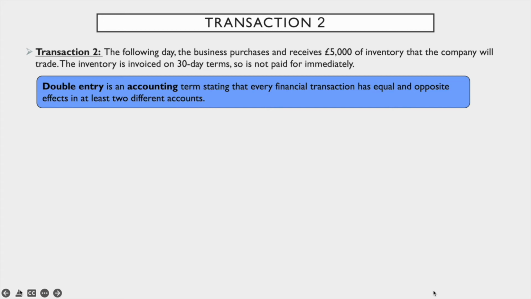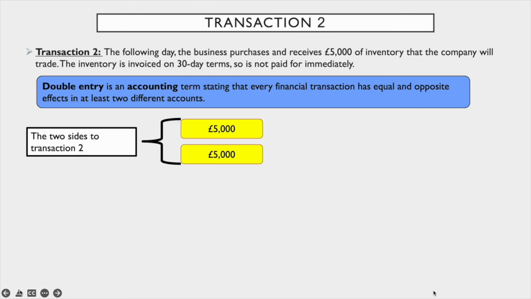Okay then, moving on to transaction two. The following day, the business purchases and receives £5,000 of inventory that the company will trade. The inventory is invoiced on 30-day terms, so the business doesn't pay for the inventory immediately. It will pay for it in 30 days' time. In terms of this transaction, the monetary amount is £5,000, and double entry states that every financial transaction has an equal and opposite effect on at least two different accounts.